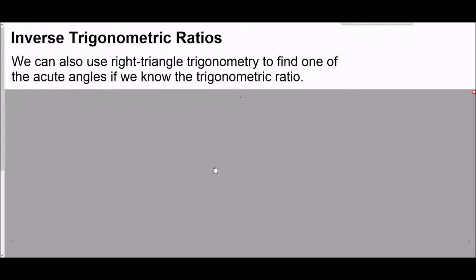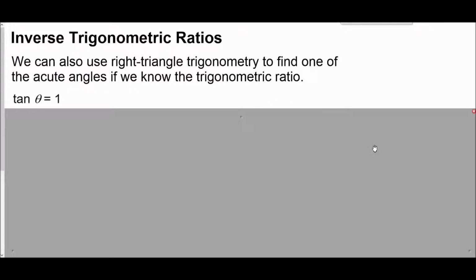With the Pythagorean theorem, we were able to use that to solve for missing sides. For these trig ratios with SOHCAHTOA, we can use them to help us solve for missing angles, if we already know what the sides are. So this is what it says. We can use right triangle trigonometry to find one of the acute angles if we know the trig ratio, if we know the sides and can write a fraction for it.